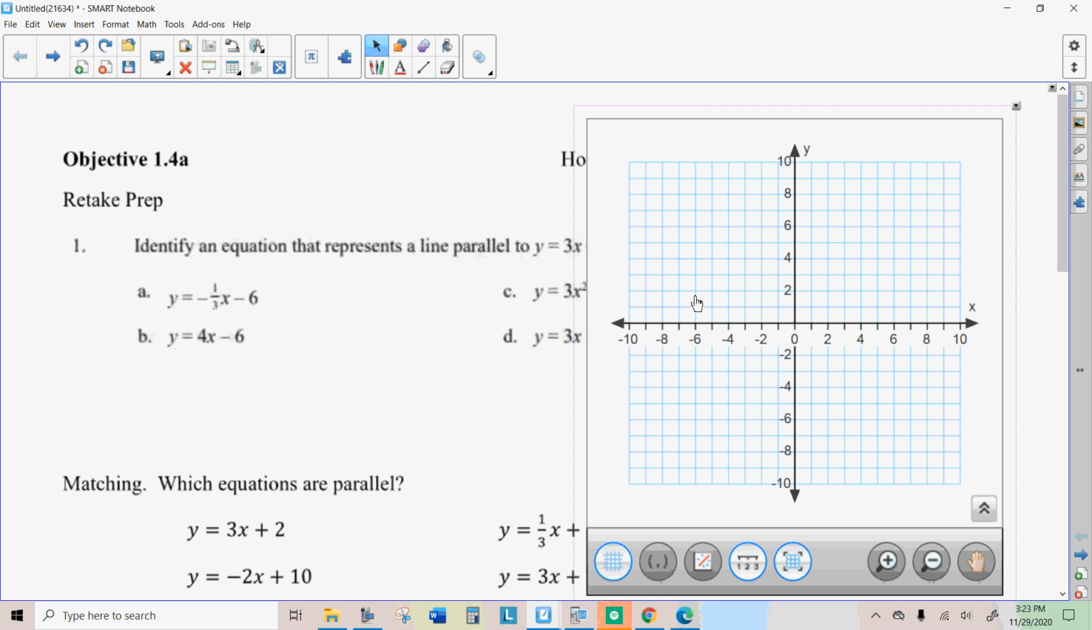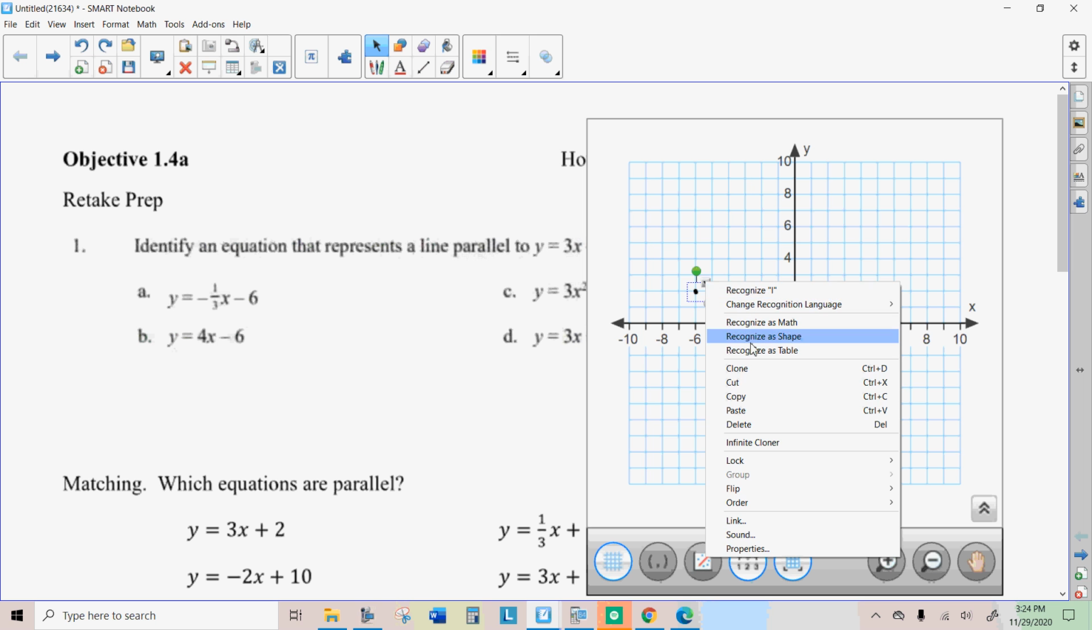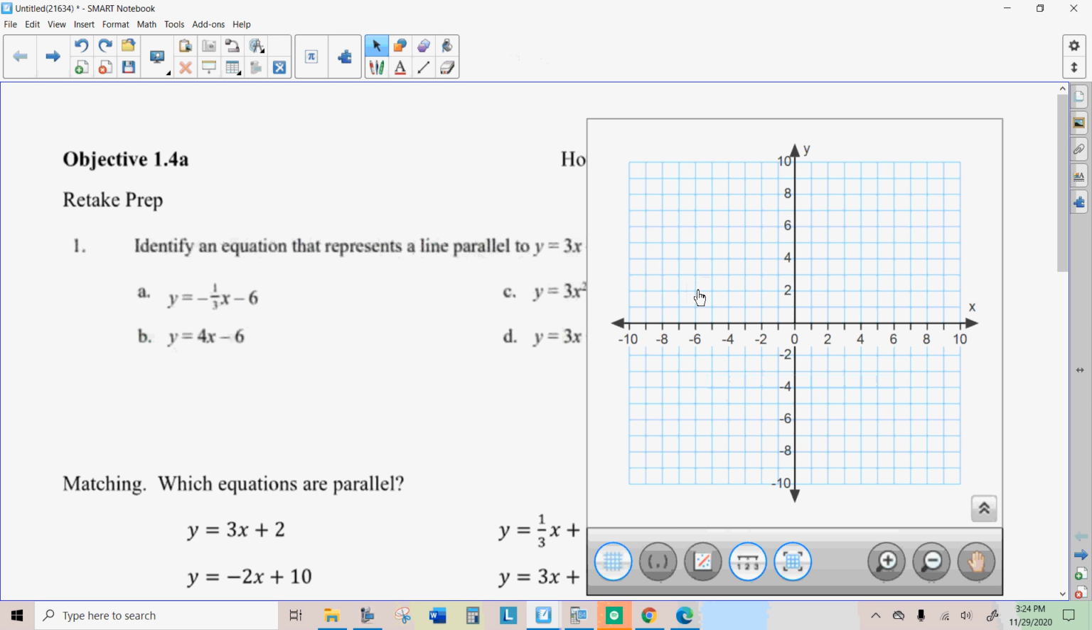So let's put a point right there. And then maybe I have another point right there, and another point there, so I'm making a straight line out of these points. Okay, and if I draw a line through those points, so we have that.